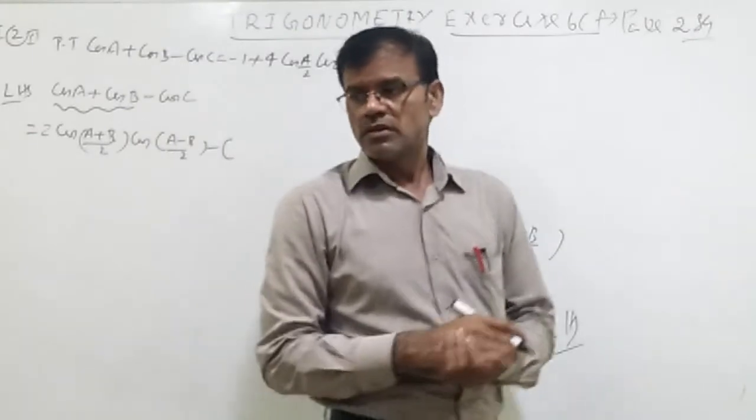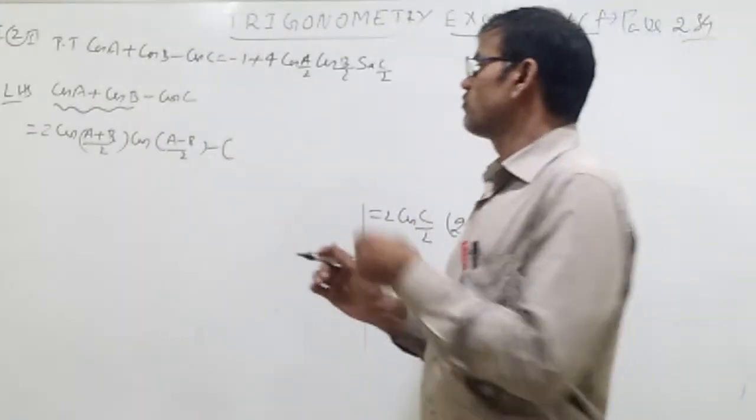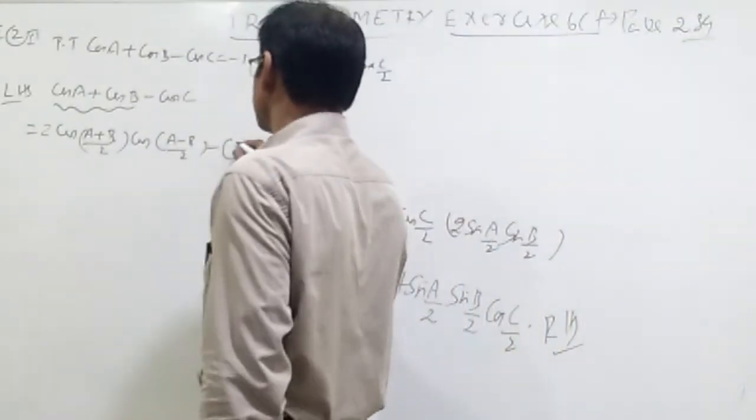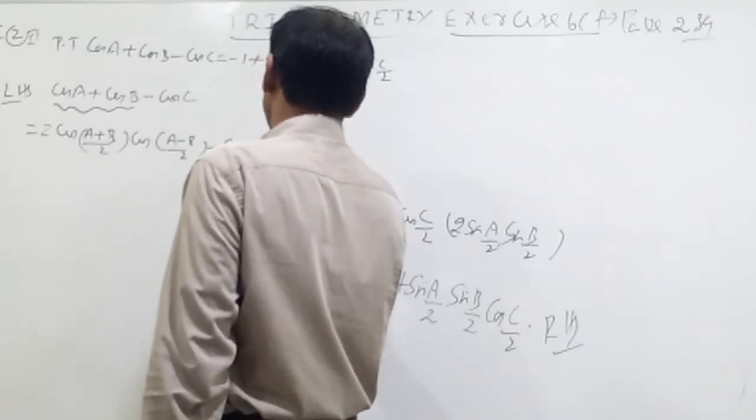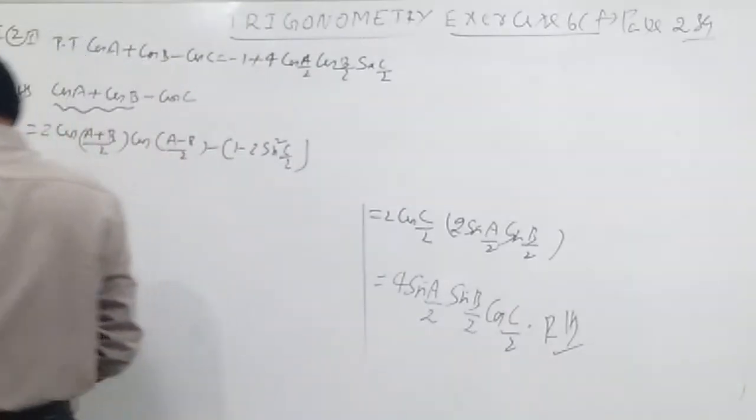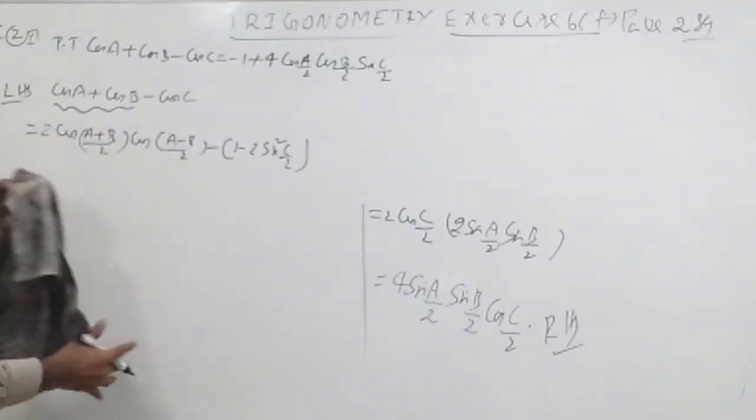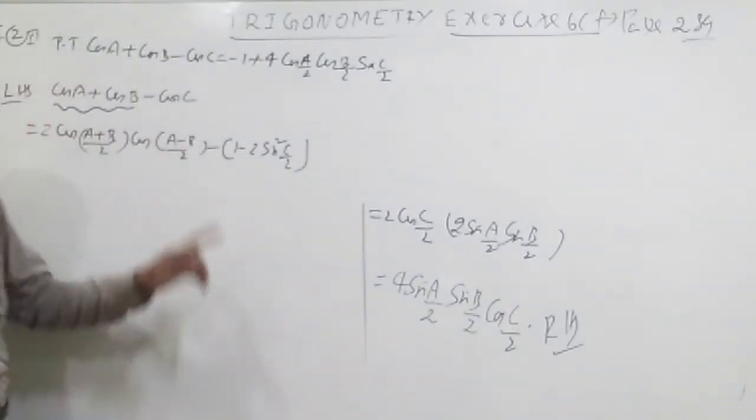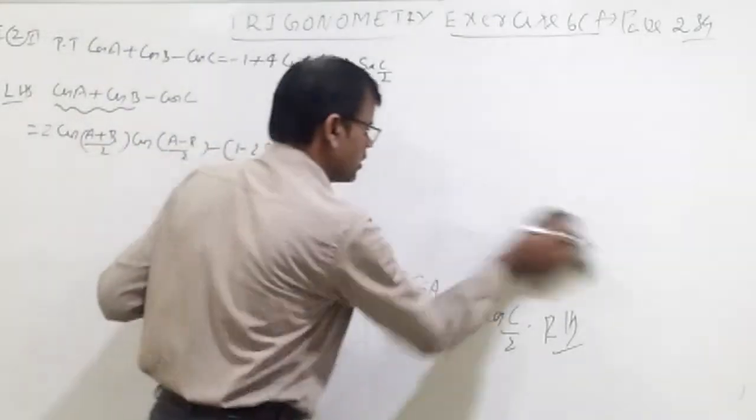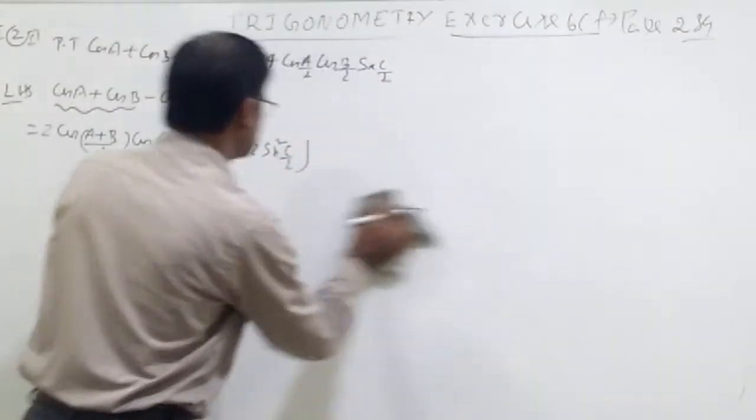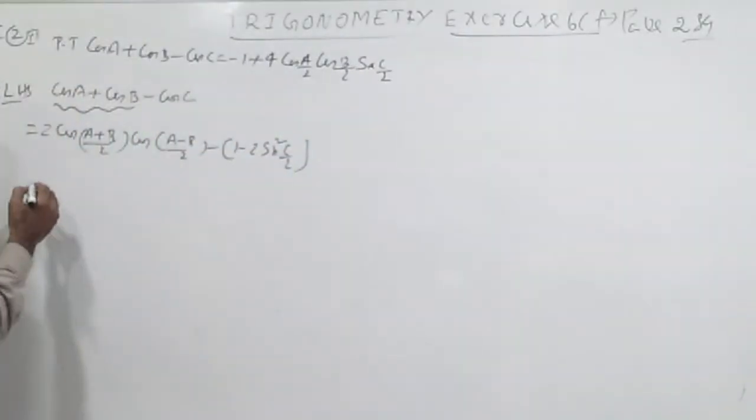For cos C, a multiple-submultiple angle formula is there: 1 minus 2 sin square C by 2. Apply here 1 minus 2 sin square C by 2. We can apply 2 cos square C by 2 minus 1 also, but minus 1 is there in RHS, we should get minus 1, that is why we have applied this formula. To get RHS, it is convenient to write the formula this way.